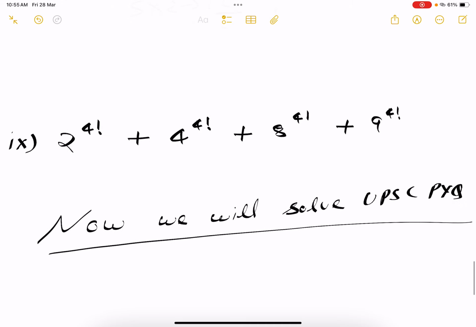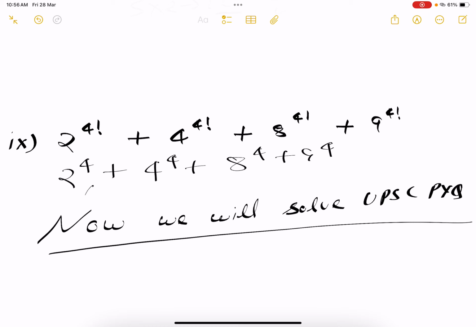Okay. Now in the last lecture on unit, we discussed the concept of factorial, that if any factorial is given, we simply write it out, like 4 factorial, and further we simplify 4 factorial as 4. So I will write it down as 4 to the power 4, 4 to the power 4, 4 to the power 4 plus 8 to the power 4 plus 9 to the power 4. Here it would be 2 to the power 4.